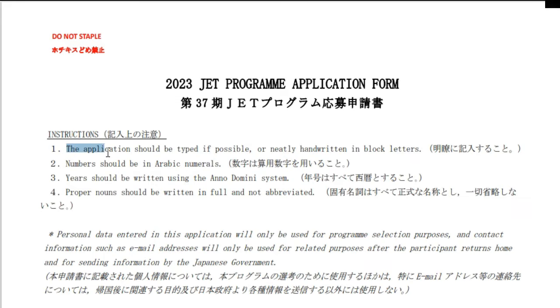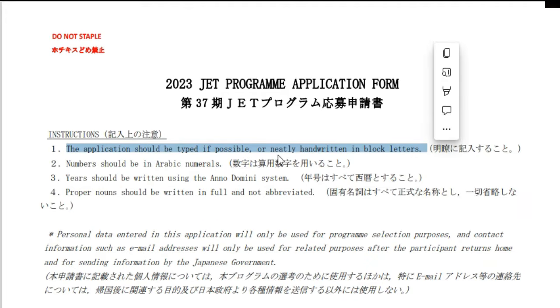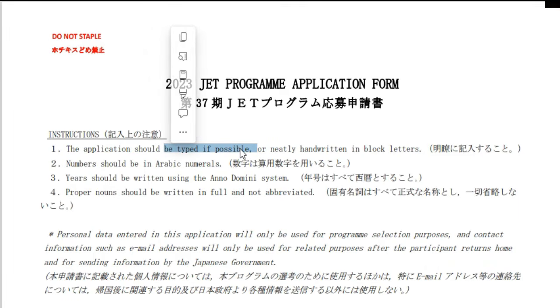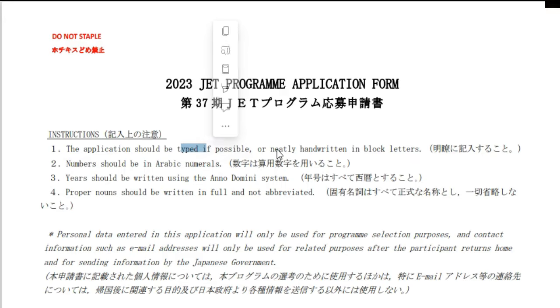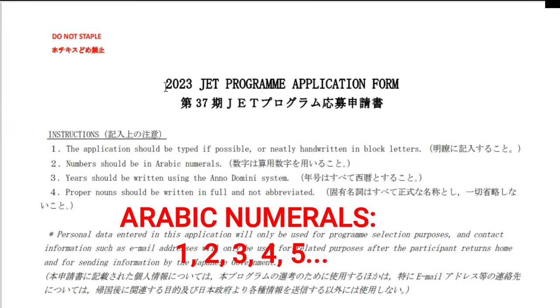It says here, for number 1, the application should be typed, if possible, or neatly handwritten in block letters. For this instruction, what I understand is that if you type it, it's okay if your entries are not in all capital letters, but if you decide to handwrite your information, they should be in block letters. But just to be safe, regardless if you type it or handwrite it, just use block letters or all capital letters. Number 2 instruction is numbers should be in Arabic numerals, meaning like these numbers.